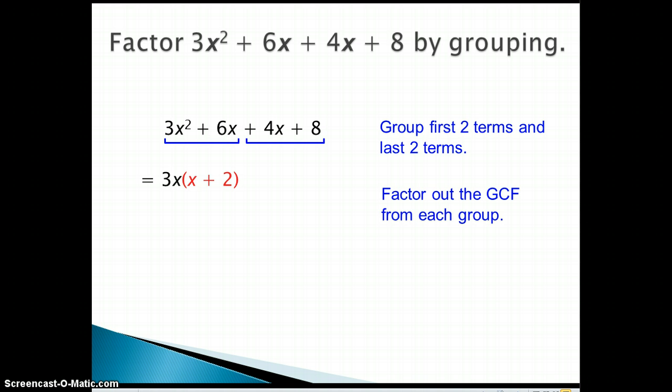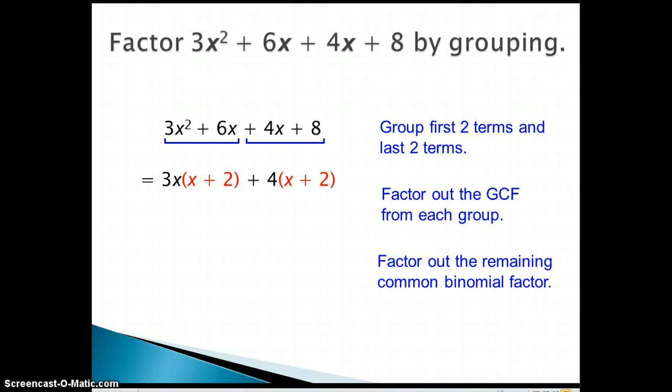Now we need to factor out the GCF from the second group. So we'll pull out a positive 4 as the GCF. Notice there is no x part of the GCF since the 8 does not have an x on it. Then what we would need inside the parentheses to get 4x plus 8 back, if we distributed the 4, would be an x and then a plus 2. Now notice that we have an x plus 2 from the first group as a binomial factor and also in the second group. If the polynomial does in fact factor by grouping, then this should always be the case.